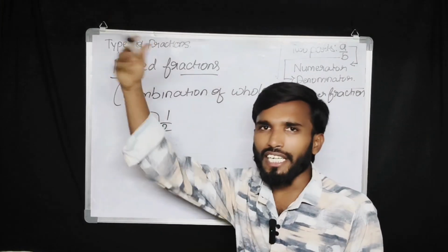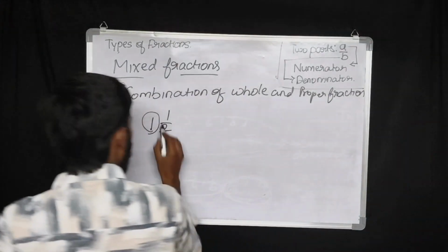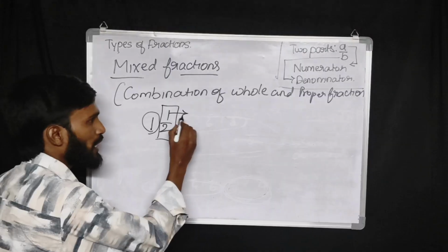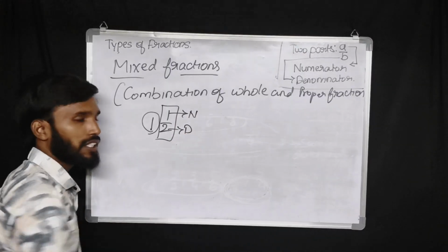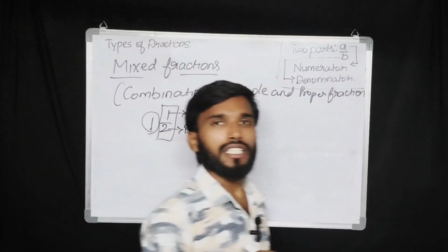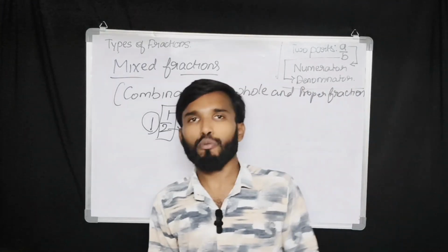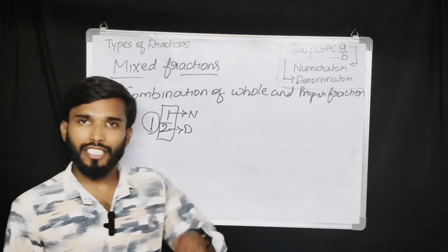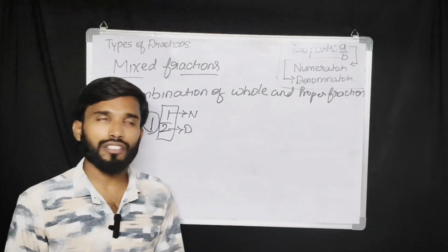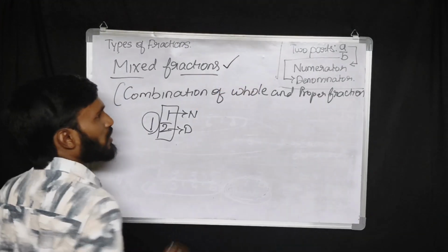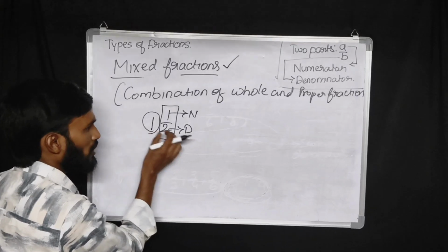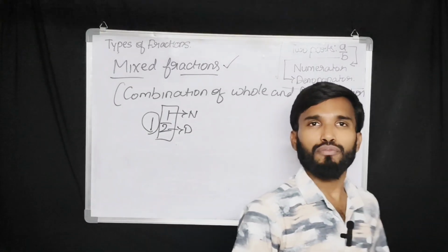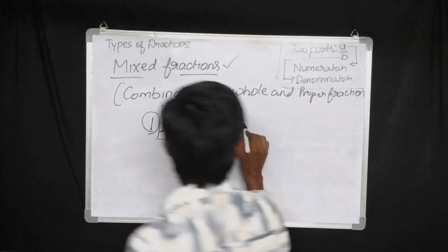This one is completely one whole, and if you observe this rectangular fraction, the numerator is small and the denominator is big. Recall, what is the condition for a proper fraction? Where in a fraction the numerator is smaller than the denominator, that is called a proper fraction. So a mixed fraction is nothing but a combination of one whole and a proper fraction. So this is also a mixed fraction.